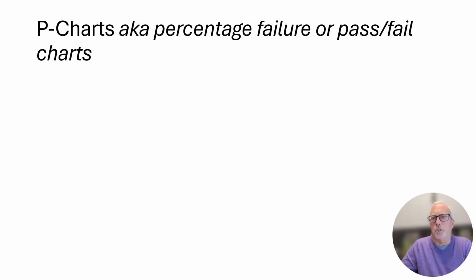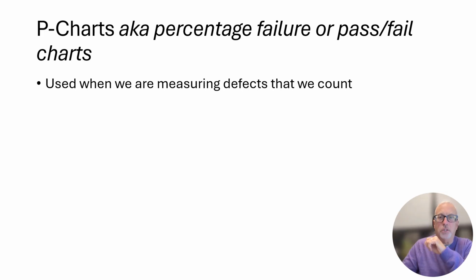P-charts have nothing to do with drug testing. They actually refer to percentage failure or pass-fail charts. So they fit a very specific situation in quality management. It's used when we're measuring defects that we can count.